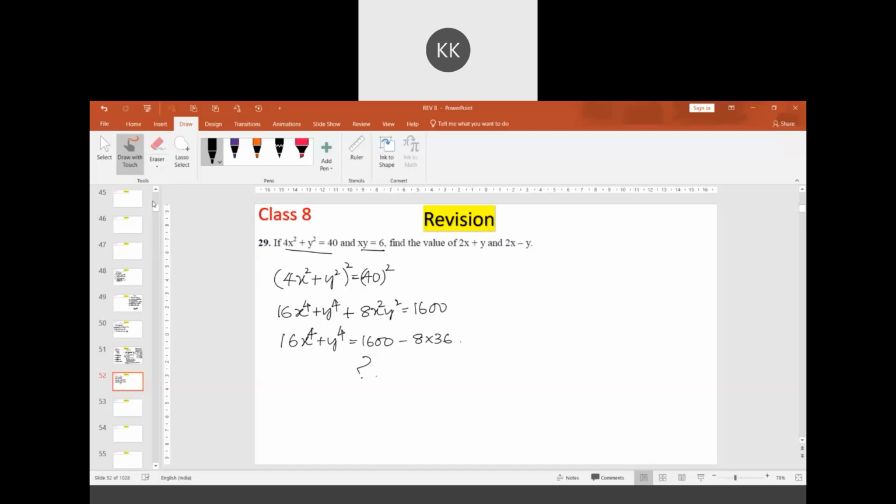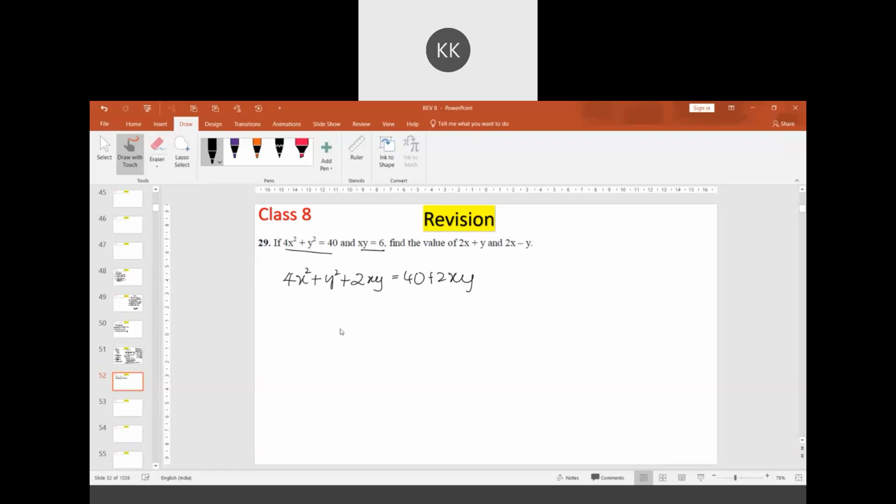No, sir, I'm adding 2ab to both sides, not squaring. You want to add it here. Add what? Plus 2ab, 2 times 2 times 6. 2xy you want to add, equal to 40 plus 2xy.